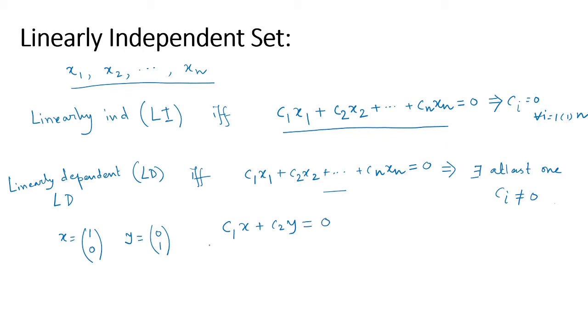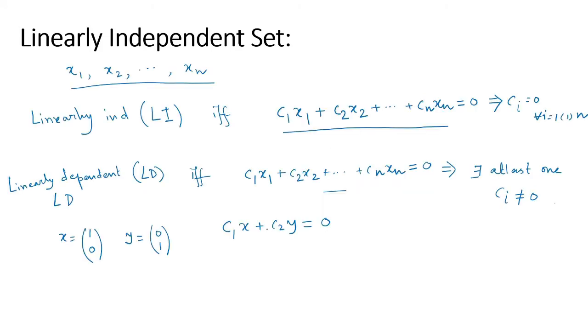So c1x plus c2y equals 0. We take the linear combination and equate this to 0, and our job is to find out the values of c1 and c2. Okay, let's do that. So c1 times x, which is (1, 0), plus c2 times y, which is (0, 1), and again equate to 0.